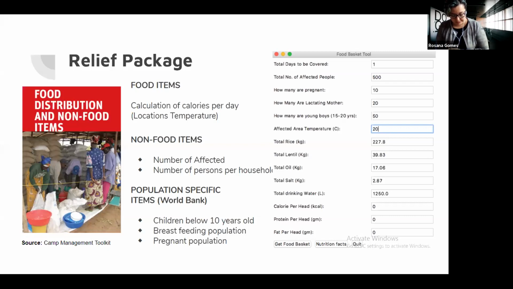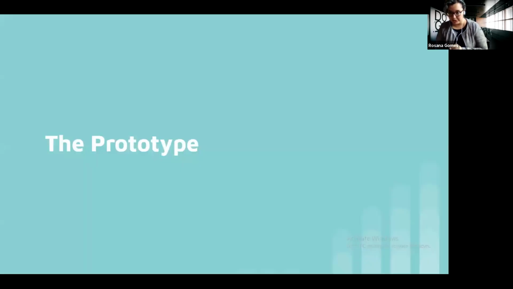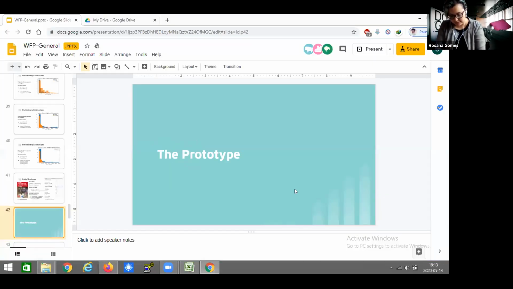This is, of course, a prototype, so there is still work to be done. But the important thing is that it works. This specific relief package can be used given a number of affected population and some other items that I'm going to show very soon. It can be used not only for cyclones, but for basically whatever kind of emergency that needs these relief packages, and this is very important to mention. Now I'm going to pass the word to the next speaker, who is going to present the prototype and continue with our discussion. Thank you.